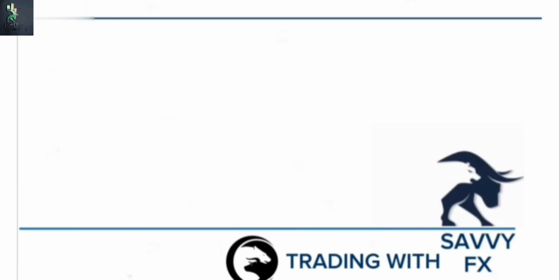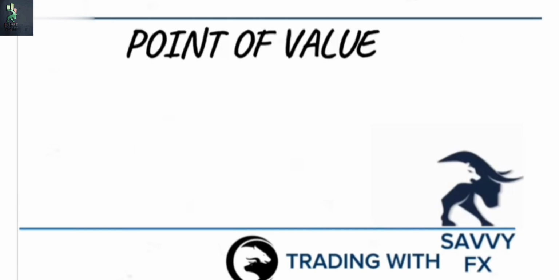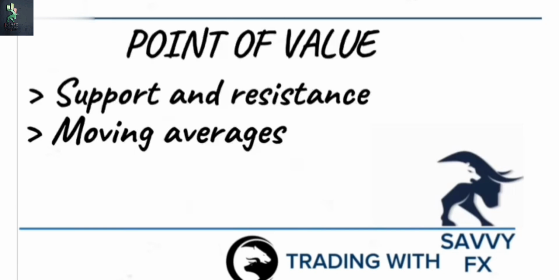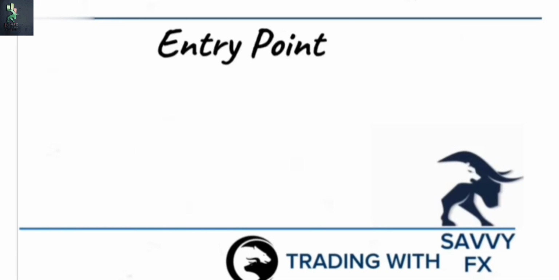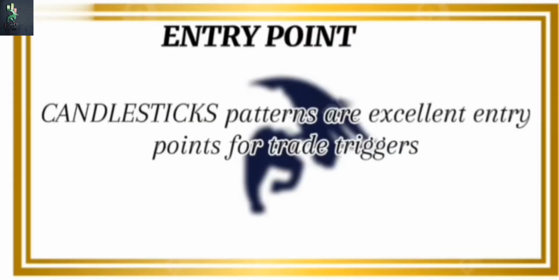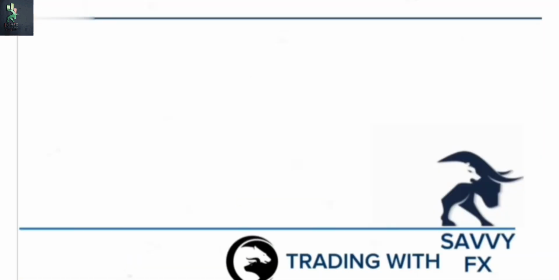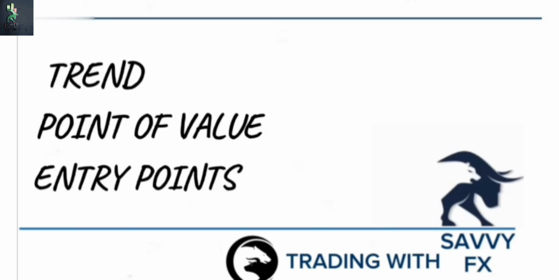Now, the second concept we're going to talk about is the point of value. This includes things like support and resistance, moving averages, trend lines, channels, and more. Okay, the last concept we're going to talk about is the entry point. Candlestick patterns are excellent entry points or trade triggers. Right now, we're going to learn a few powerful candlestick patterns that can serve as perfect entry points for a trade. Once we're done, we'll combine the 3 key concepts to identify high-probability trading setups in the market.